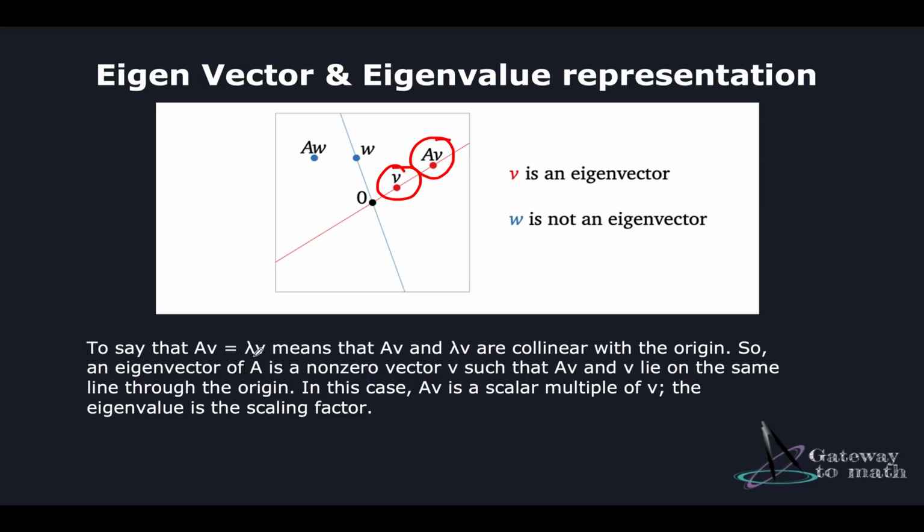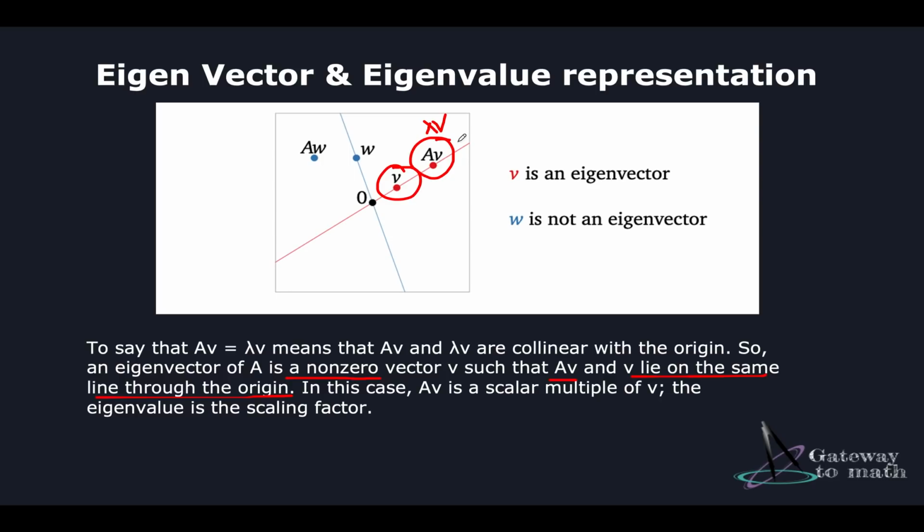To say that Av = λv means that Av and λv are collinear with the origin, because Av has to be in line with v, which has to be in line with the origin, and since Av equals λv, I can also write this as this. So even λv has to be collinear. So an eigenvector of A is a non-zero vector. The important point is non-zero. It has to be a non-zero vector v such that Av and v lie on the same line through the origin.